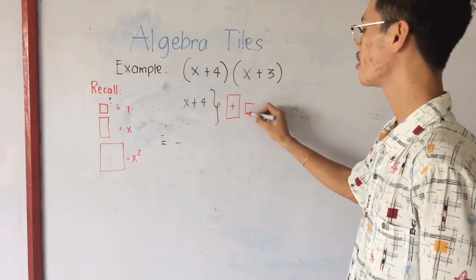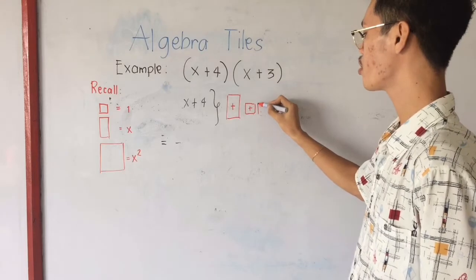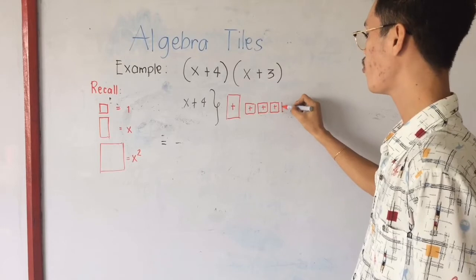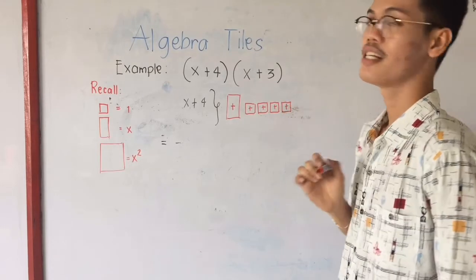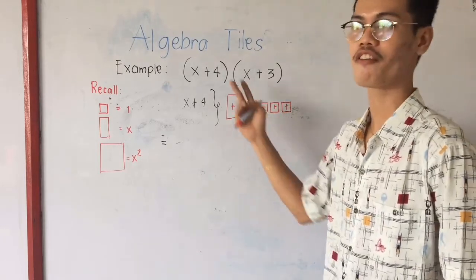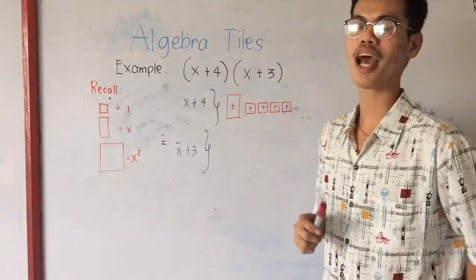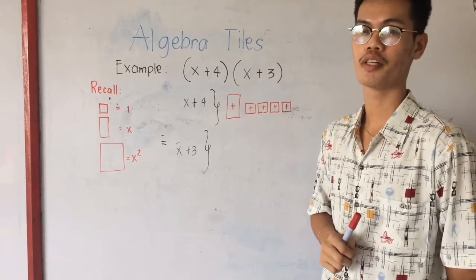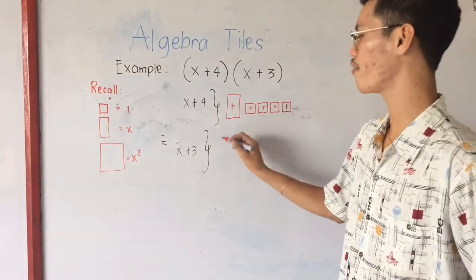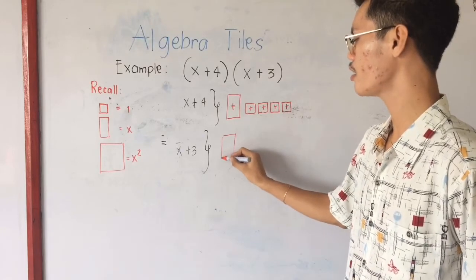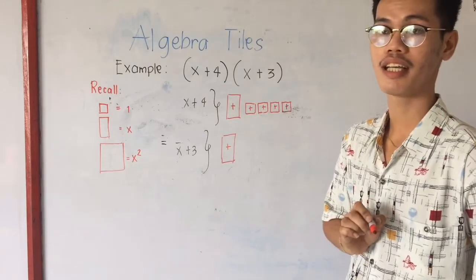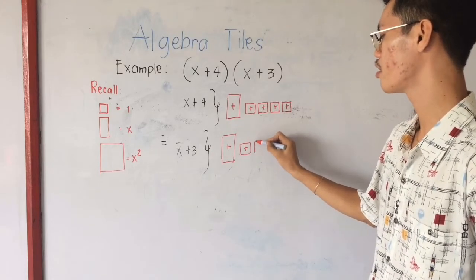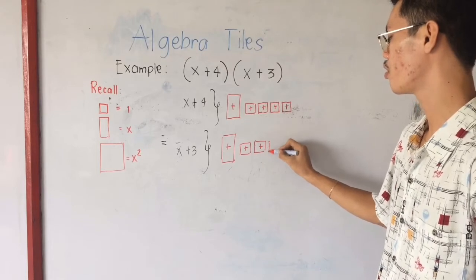So we have 1, positive, 2, 3, 4. So this is the illustration of algebra tiles in our first binomial. Next we have to illustrate the second binomial, x plus 3. So we have x, that means we have only one rectangle and the sign of it is positive, and there are 3 small squares. 1, 2, 3.